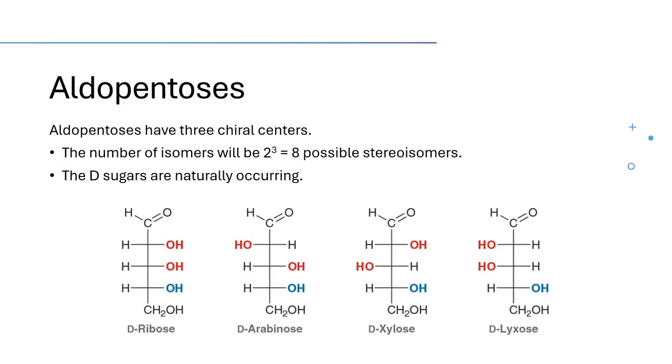Aldopentoses. Aldopentoses have 3 chiral centers. The number of isomers will then be 2 to the third, which means 8 possible stereoisomers. The D sugars are all naturally occurring. They include D-ribose, D-arabinose, D-xylose, and D-lyxose.